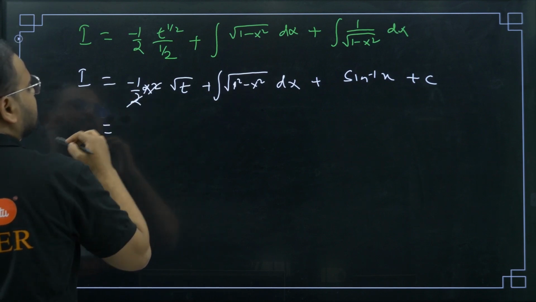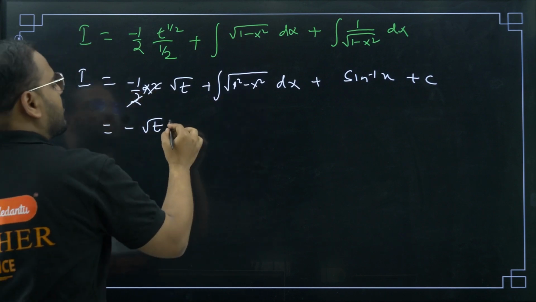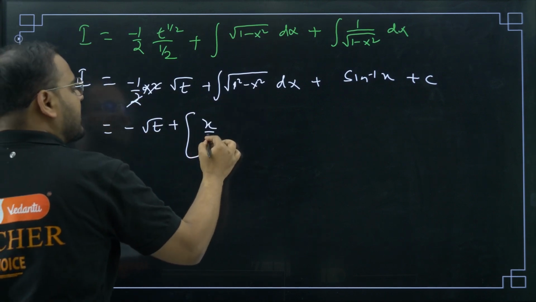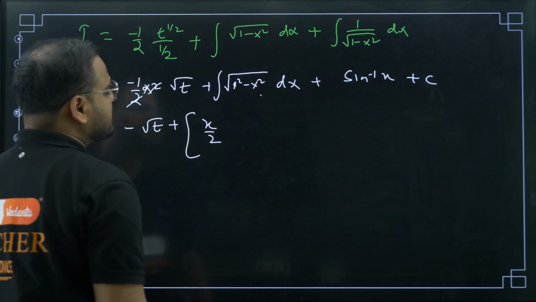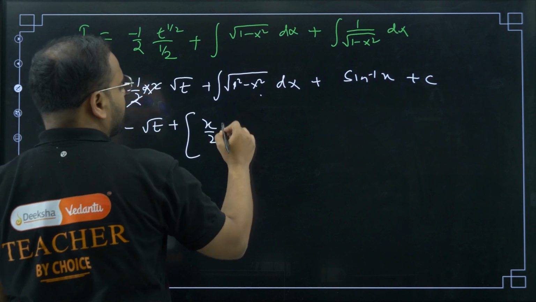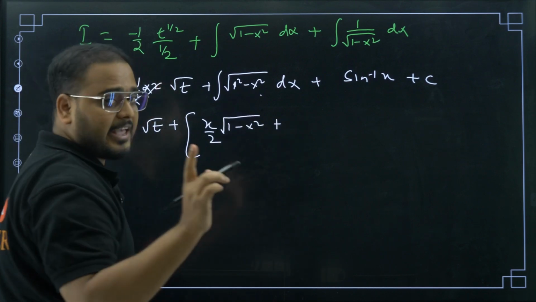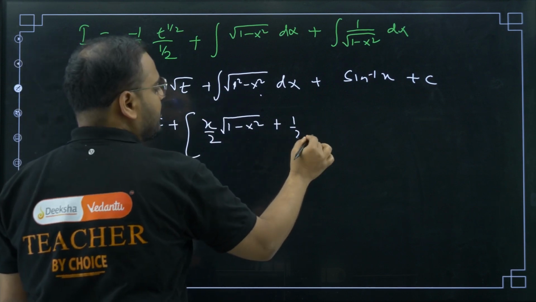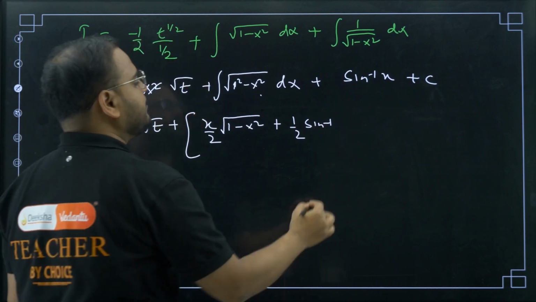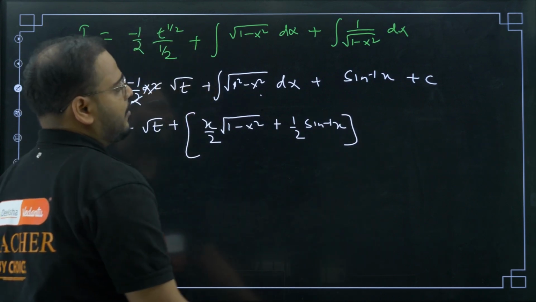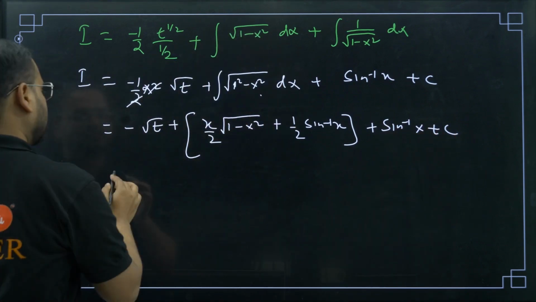Write this. 2 and 2 will cancel each other. I'll get what? Minus root t. And how much is this? Tell me. This is going to be plus. First thing is same. X by 2 is same. The form is a square minus x square. It means what? Sine inverse will come. So x by 2 is same. Times of same root will be repeated. 1 minus x square plus what I have? A square by 2. What is a here? 1. So 1 by 2 only. And what is it? Sine inverse of x by a. Sine inverse of x by a means x by 1. So simply x. Okay. What about this? Plus sine inverse of x plus c. Yes or no? Yes.